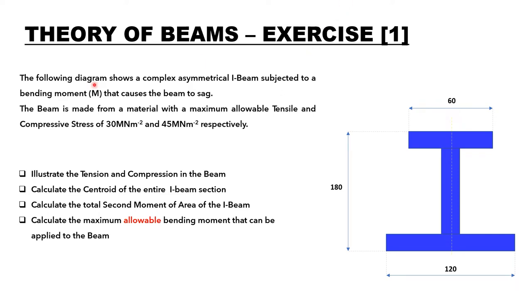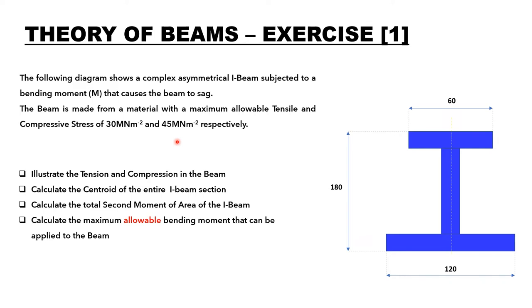So the problem reads: the following diagram shows a complex asymmetrical I-beam subjected to a bending moment that causes the beam to sag. The beam is made from a material with a maximum allowable tensile and compressive stress of 30 meganewton per meter squared and 45 meganewton per meter squared respectively. So we've been challenged to undertake the following. Illustrate graphically the tension and the compression in the beam section.